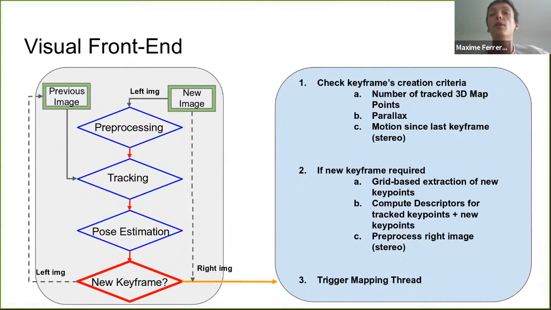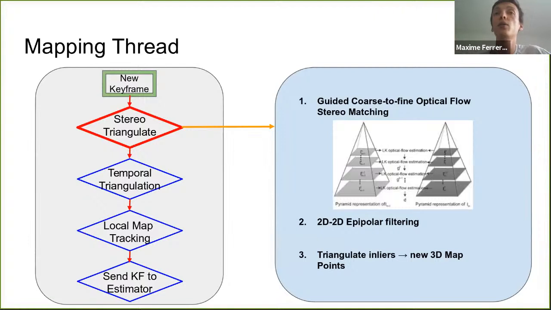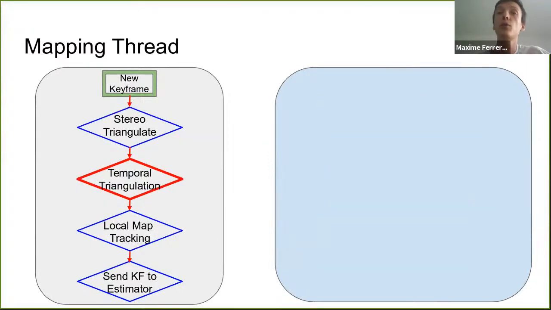And so if a new keyframe is required, we then trigger the mapping thread. The mapping thread is responsible for processing keyframes in order to populate the 3D map that we are going to use to localize. First, it performs a stereo triangulation. First of all, stereo matching is done by also applying a guided optical flow tracking in the same way as we do it in the front end. Then we use the known extrinsic pose of the stereo cameras to apply a 2D epipolar filtering. And finally, we triangulate the inliers to create the new 3D map points. We also perform temporal triangulation to create new 3D map points.